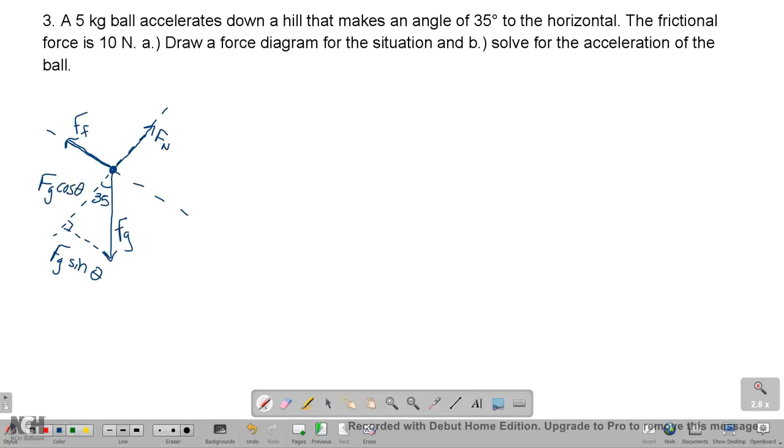Now that we've got our force diagram, we can go ahead and do this problem. Again, the object is accelerating in the x direction, so that's what we want. Sum of the forces in the x direction is equal to mass times acceleration.